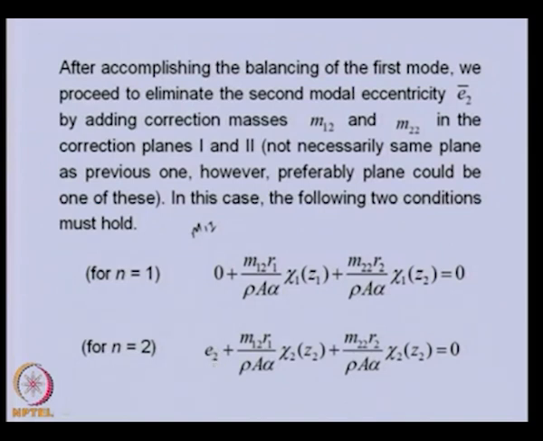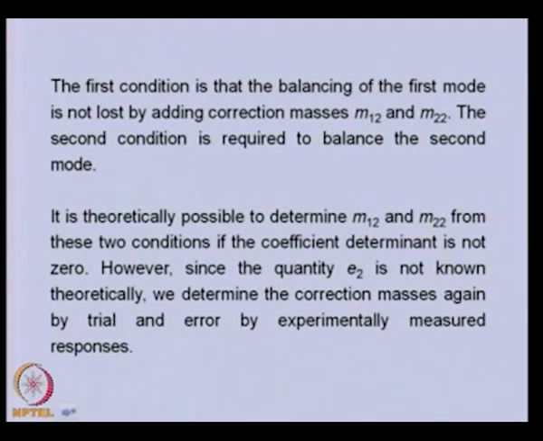So, we will choose M12 and M22 and rotate the rotor near the second critical speed. We will change those masses, but keep the ratio the same, such that the response is minimized corresponding to the second mode. That will ensure not only that the second mode is balanced, but also that the first mode is not disturbed. So, this is the discussion which I explained.